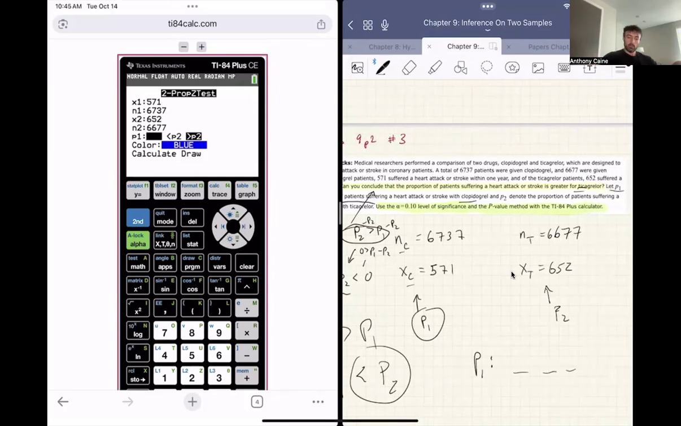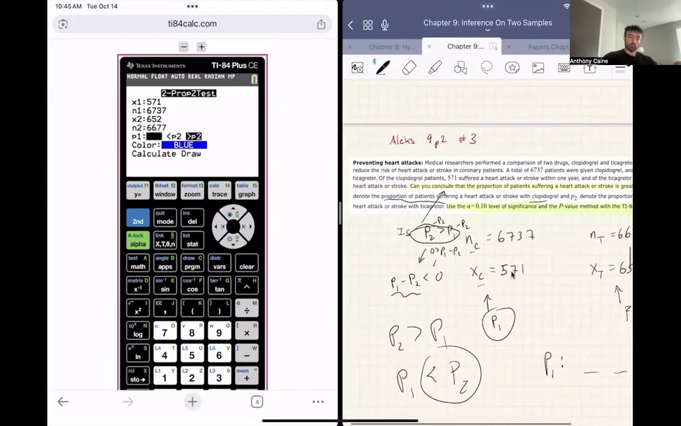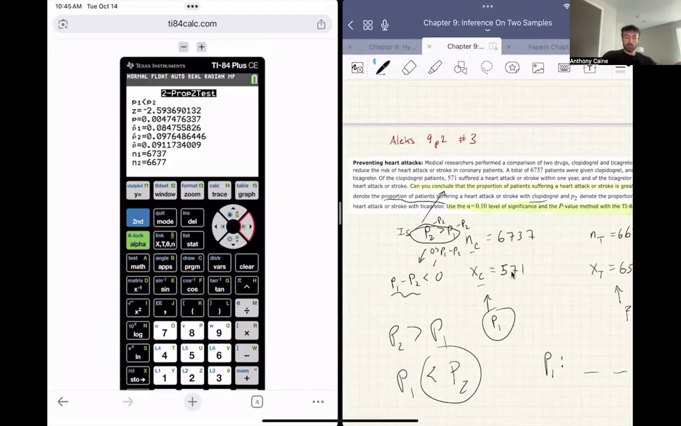So I'm going to go over to less than P2. That's what we want to look at. Calculate. Cool. And there we go.